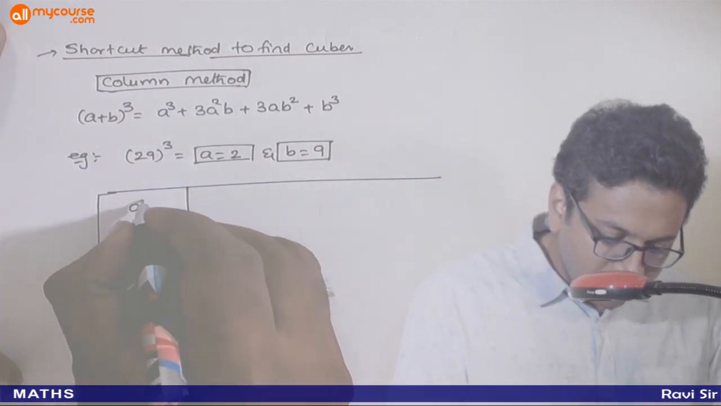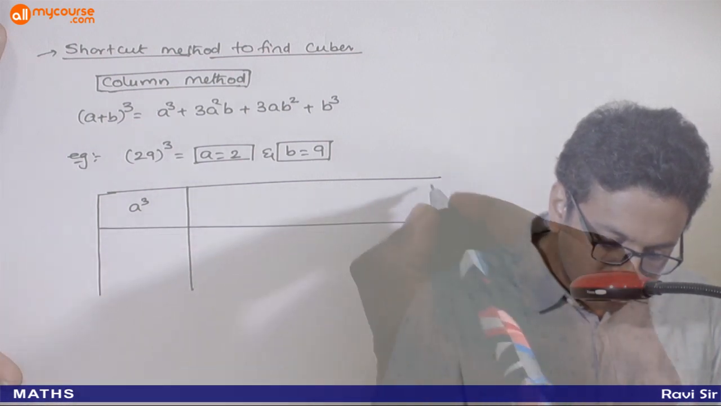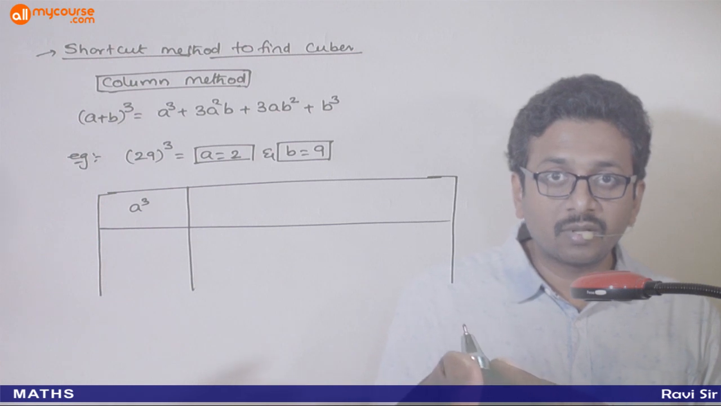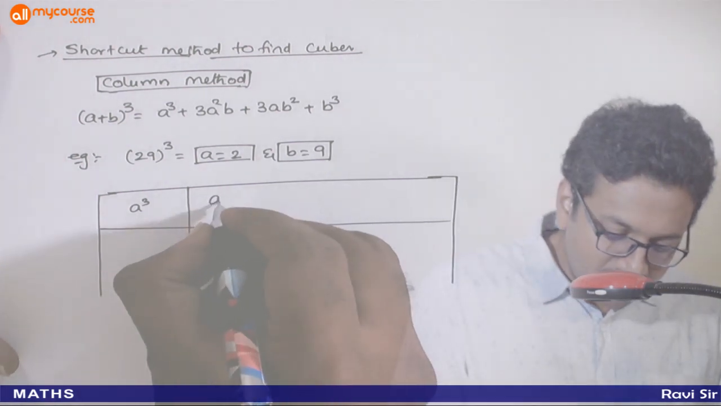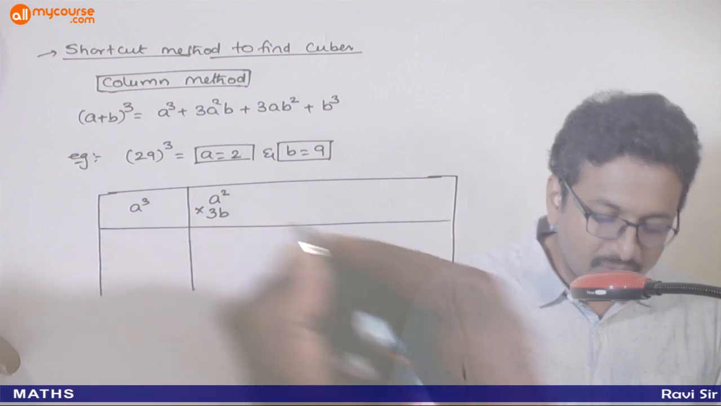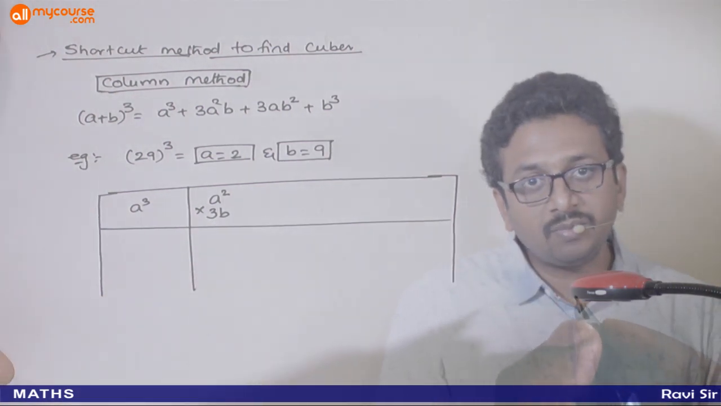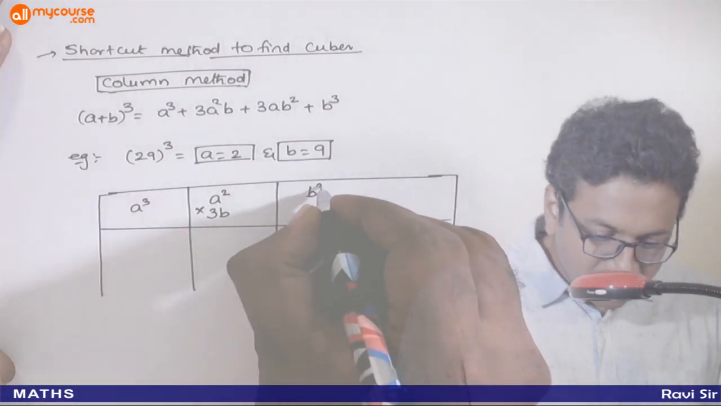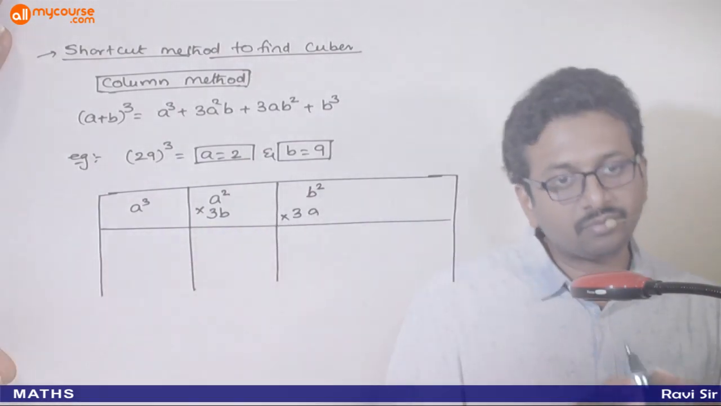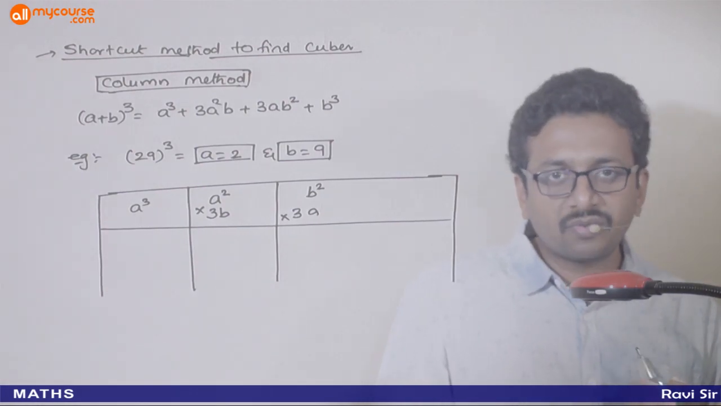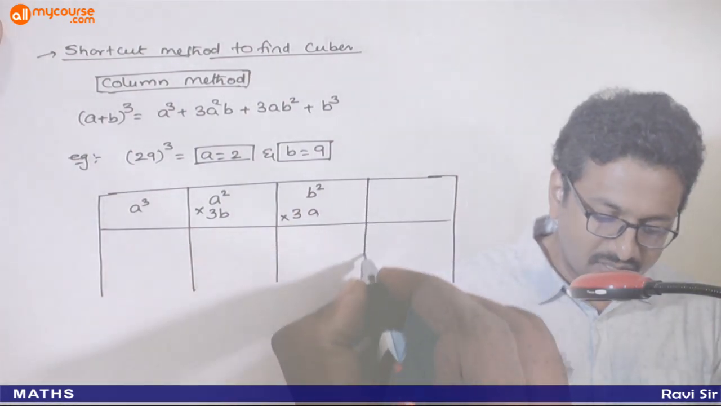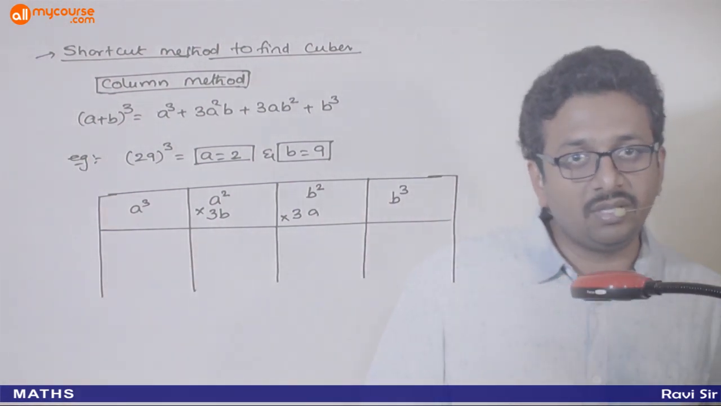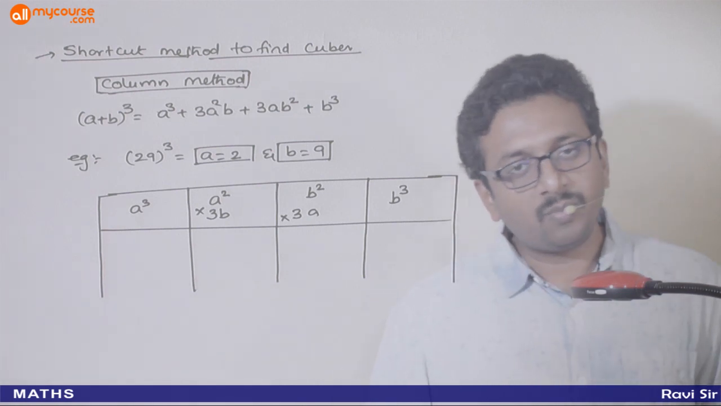First is the a cube column. Next is the 3a square b column, or a square times 3b column. Next column is b square times 3a column, or directly 3ab square, just for convenience I am writing this. Next you have the b cube column. So you have 4 columns in this column method. Now write all the numbers.